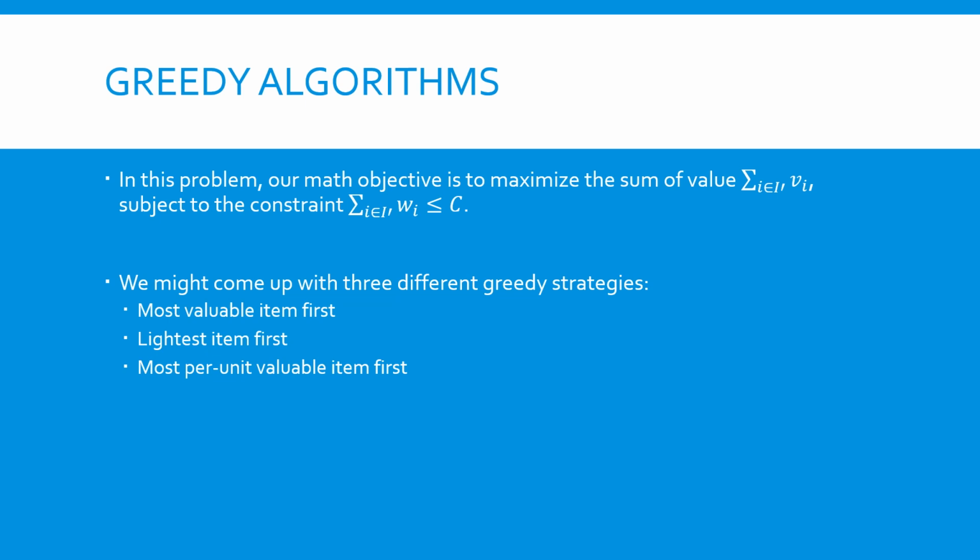Recall that the knapsack problem has 2 objectives. One is to maximize the value, and the other is to minimize the total weight such that it is smaller than the capacity. Therefore, we can naturally come up with 3 greedy strategies to implement when selecting each item. We can pick the most valuable item, the lightest item, or the item that has the highest per unit value. Let's see what solutions would each of these strategies produce.